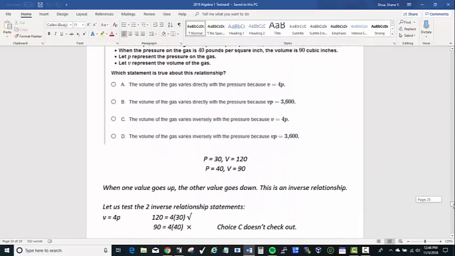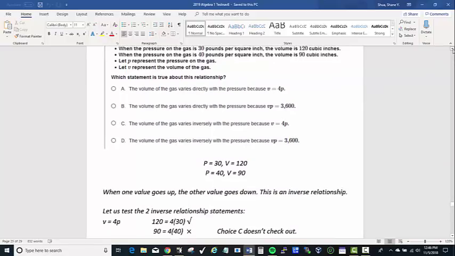Okay, so according to here, when the pressure on the gas is 30, the volume is 120. When the pressure is 40, the volume is 90. So when one value goes up, the other value goes down. That's indicative of an inverse relationship. So we need to look at the two answers which have inverse.